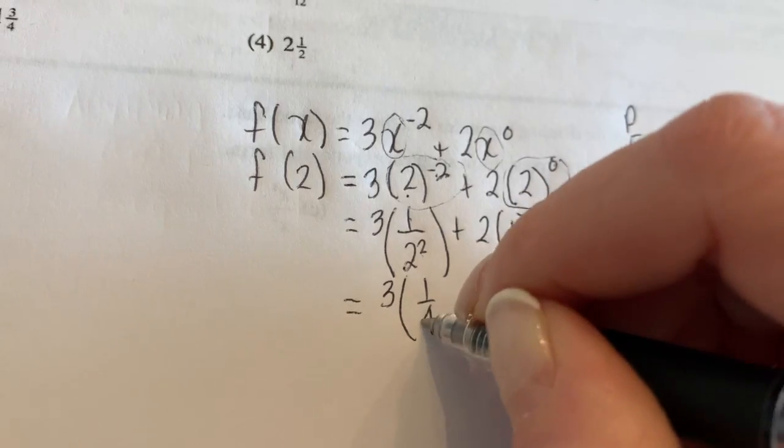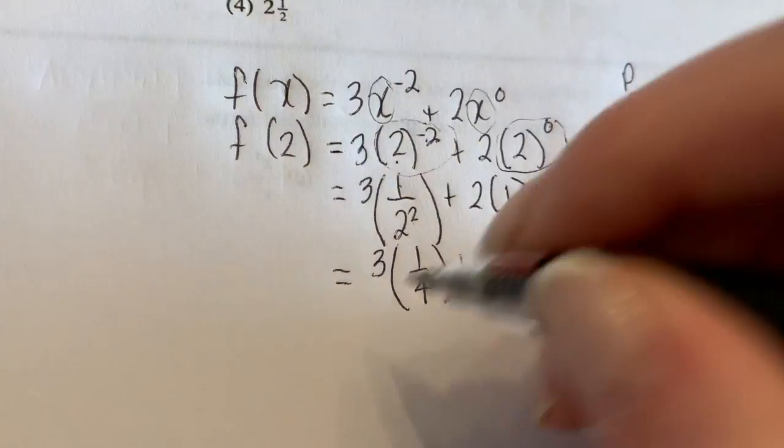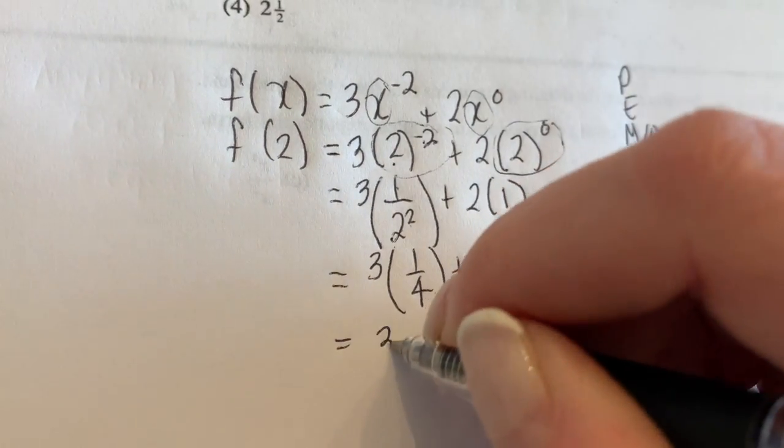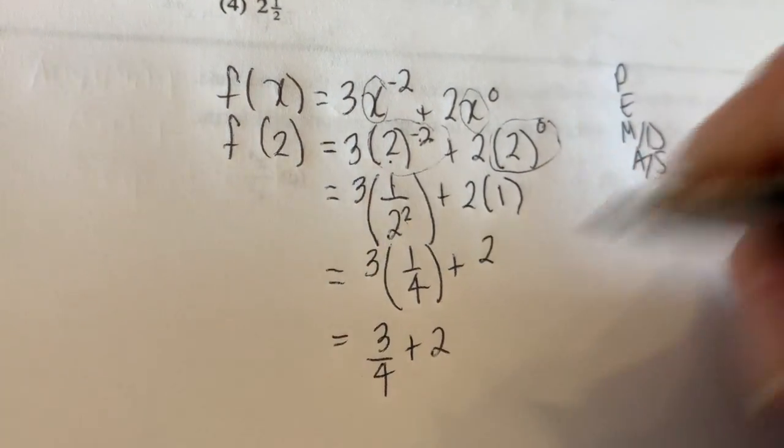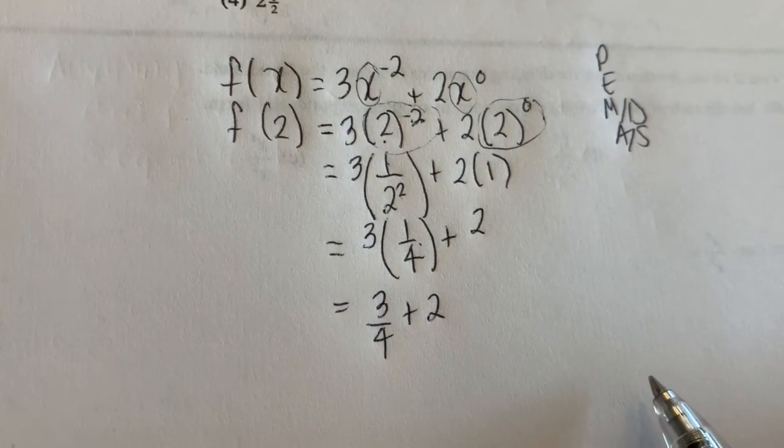So this is 3 times 1/4 plus 2 times 1, which is just 2. So 3 times 1/4 is 3/4, plus 2. And at this point, you could have honestly just plugged this whole thing in your calculator.